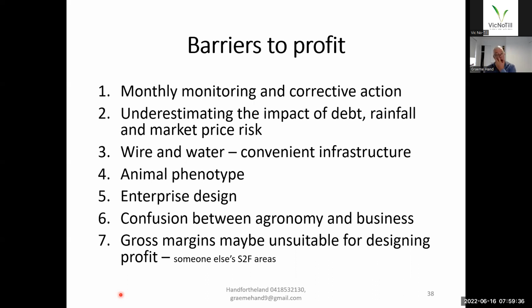And gross margin is usually unsuitable for designing a profit. They just don't include enough of the costs in a cropping system. And make sure the safe-to-fail trials are someone else's, not yours. Very good. That was all I had, Dan.